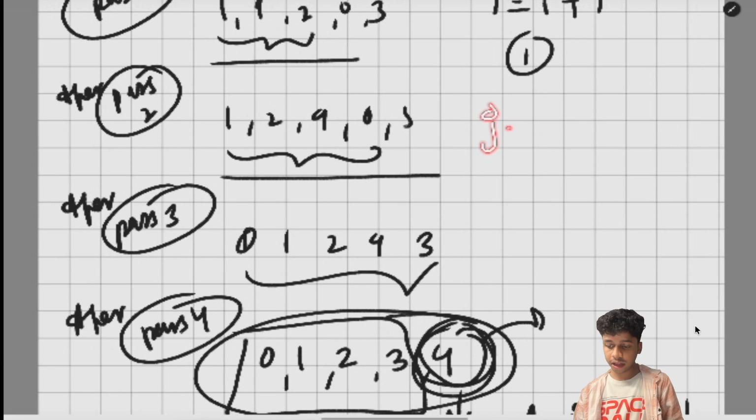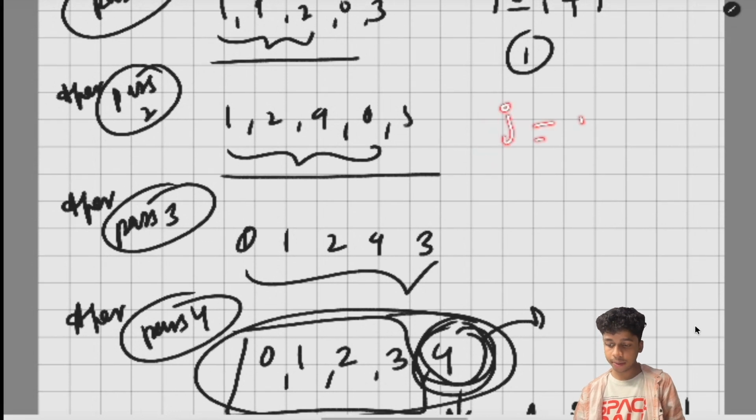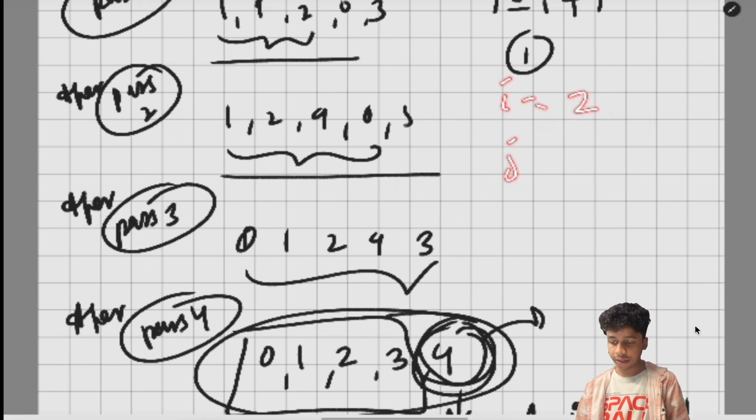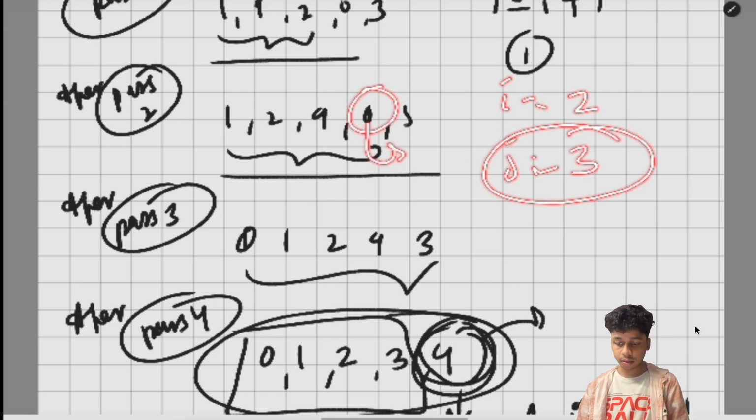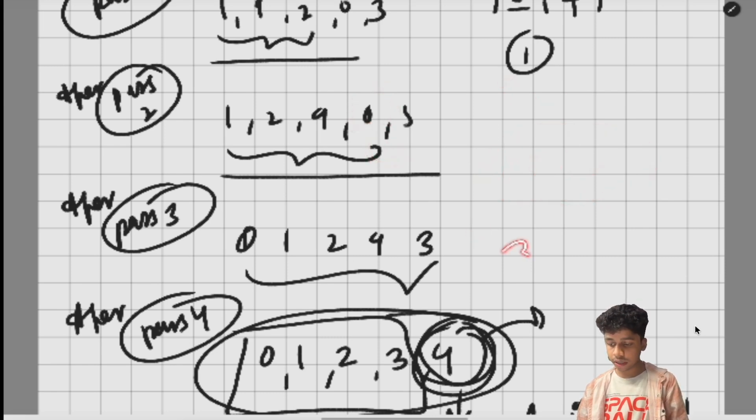J is equals to I plus 1. So here the I is equals to 2, J will be 3. And the third element is this. So it checks going from 3, then 2, then 1, then 0. It checks.